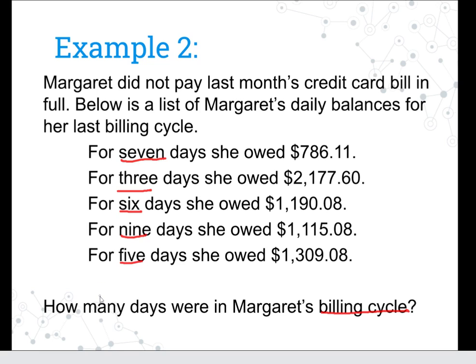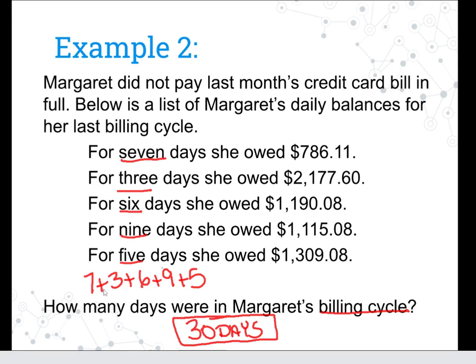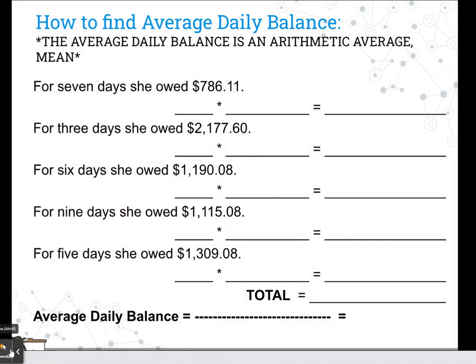So we have 7 plus 3 plus 6 plus 9 plus 5. So we find that in the billing cycle, there were 30 days. Okay, so as a reminder, if the credit card bill is not paid in full, that means that there are finance charges. Okay, so looking at this next part here, what we need to do is calculate what that average daily balance is going to be.